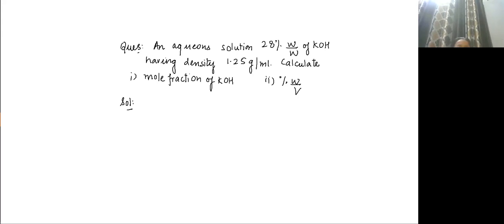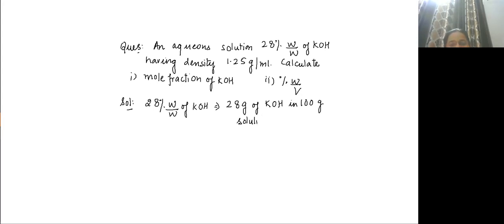What about others? What do you mean by 28% weight by weight of KOH? First, tell me this thing. Correct. It means 28 grams of KOH is present in 100 gram of solution. Yes or no?